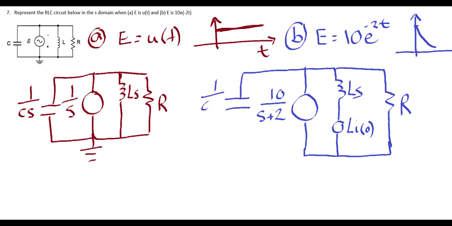Again, this is 1 over CS. And it also has a small energy source that represents the initial energy, and capacitors are voltage controlled. Okay, so this is part A and part B. Hope that made sense.